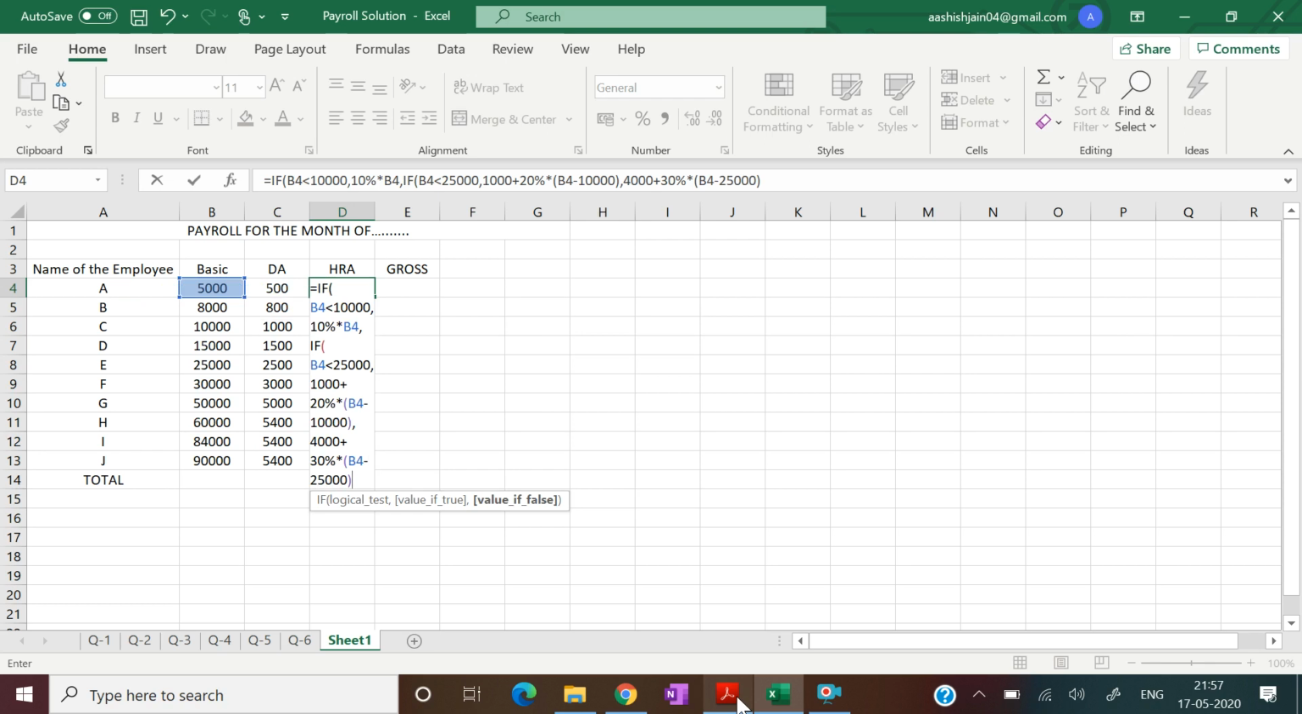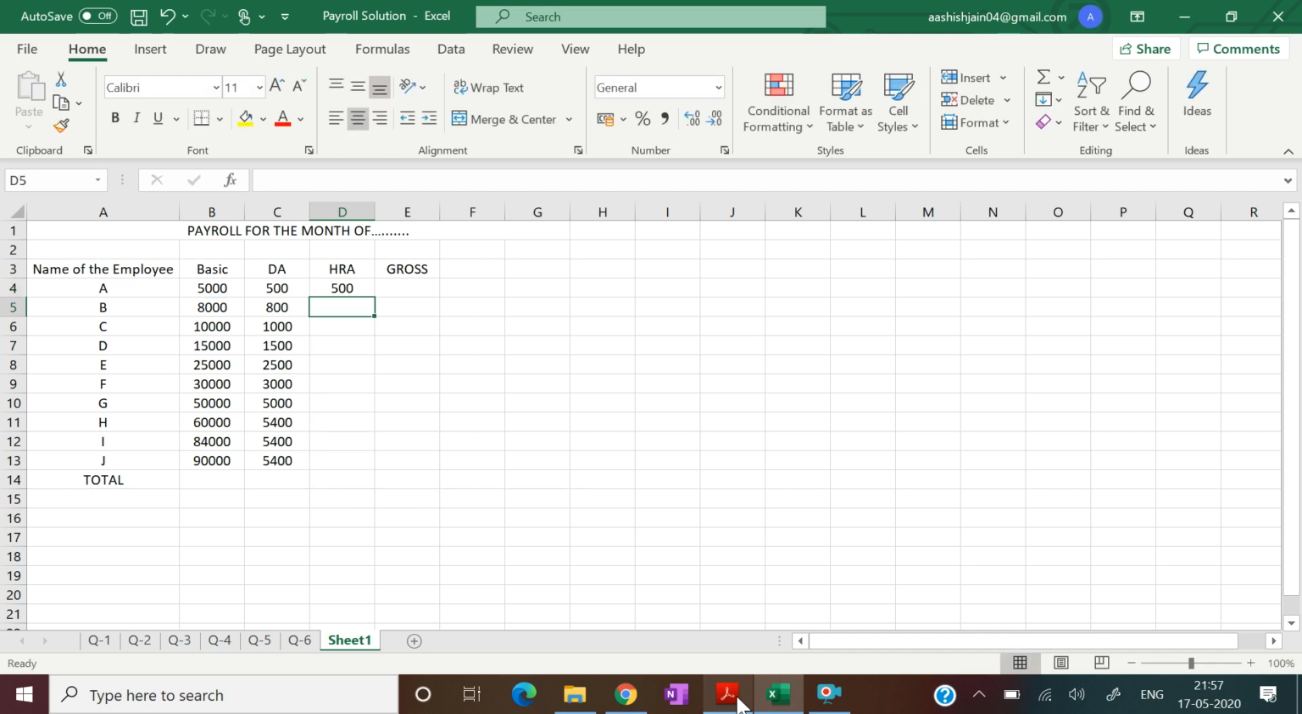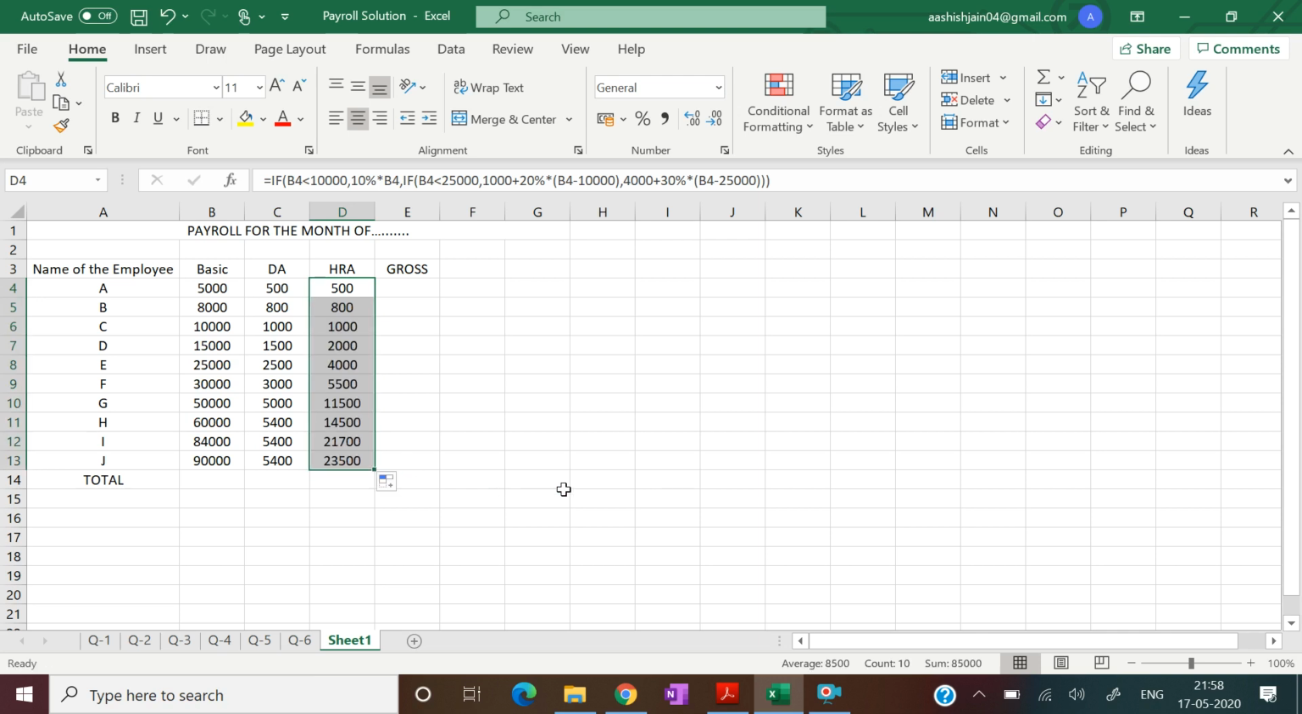Then again bracket close, then again bracket close. Press enter. So this would be the HRA. Now drop it down till here. So this is the calculation of HRA.